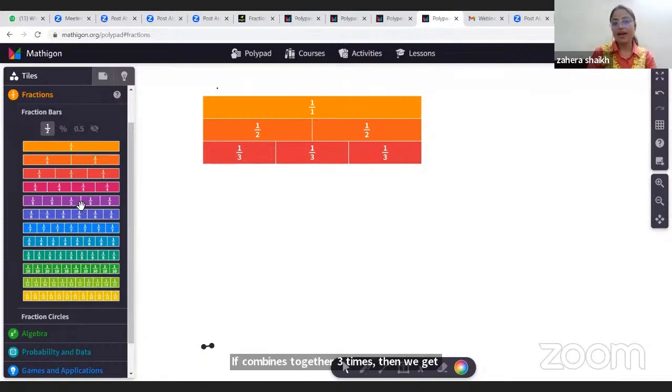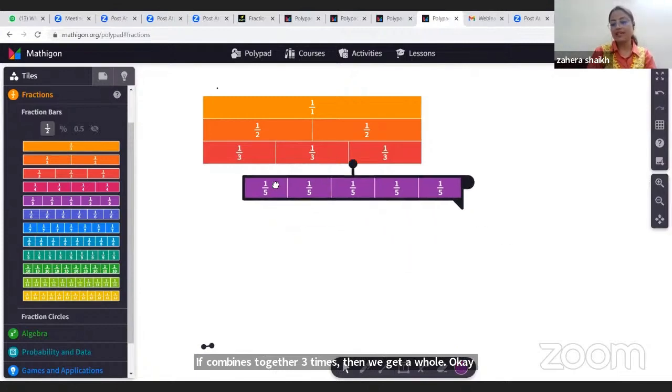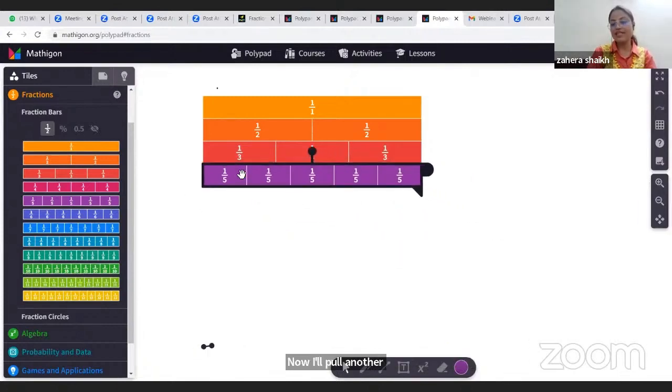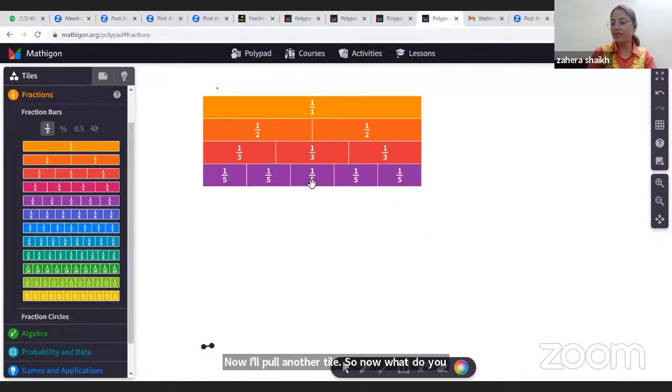Now I'll pull another tile. So now, what do you understand by this? Again, same thing. I can say that this is nothing but 1 of 1/5 part, right? So if I'm using this fraction tile, I can say this is 1 tile of 1/5, 1 tile of 1/5, and all 5 tiles of 1/5 together make a whole.